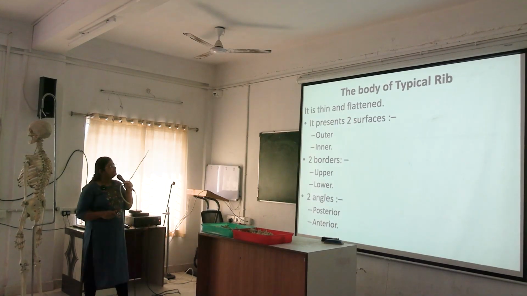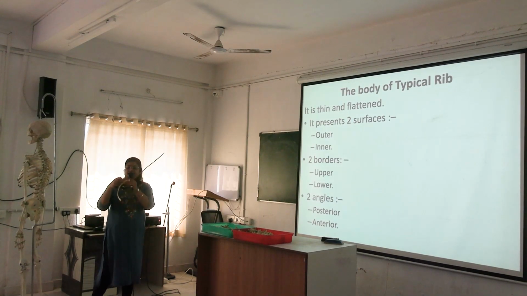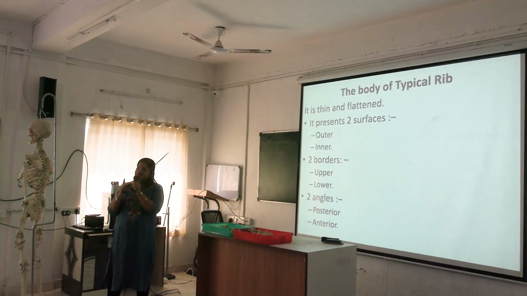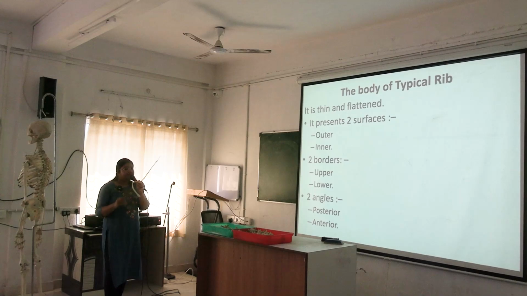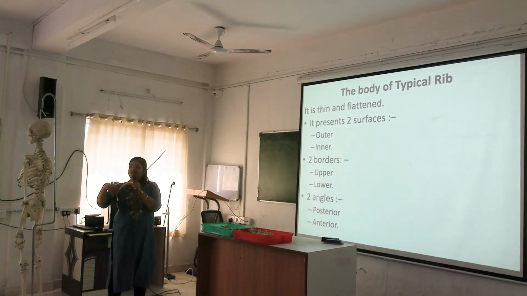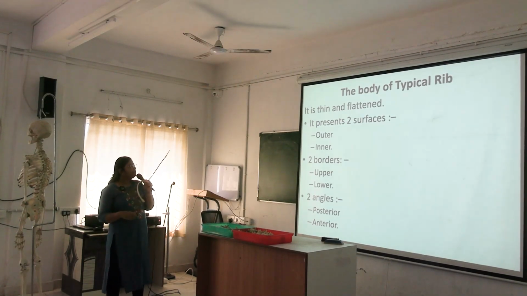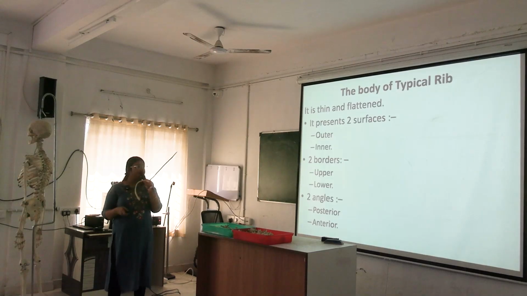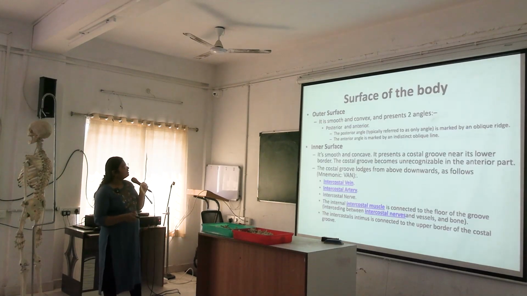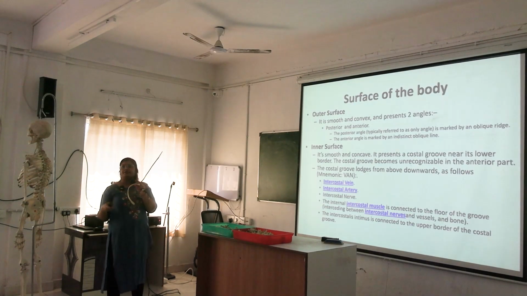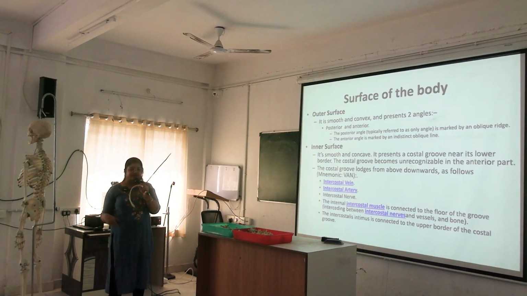The body of the typical rib is thin and flattened. So this is the body of the typical rib. It is thin and flattened, and it presents two surfaces, outer convex and inner concave, two borders, upper and lower, and two angles. Here is the posterior angle and here is the anterior angle where sharp bending is occurring. Next we will discuss the surfaces, borders, and their attachments.